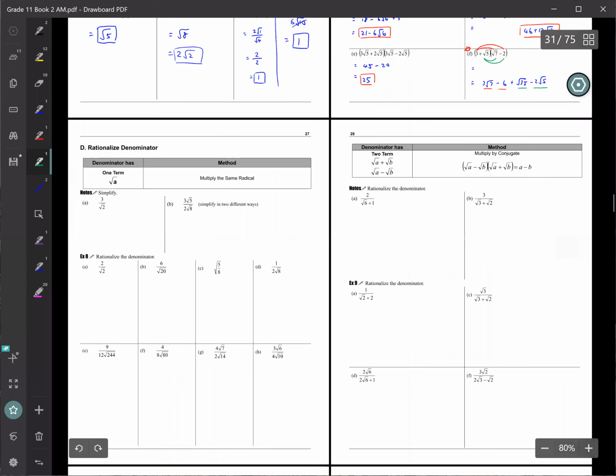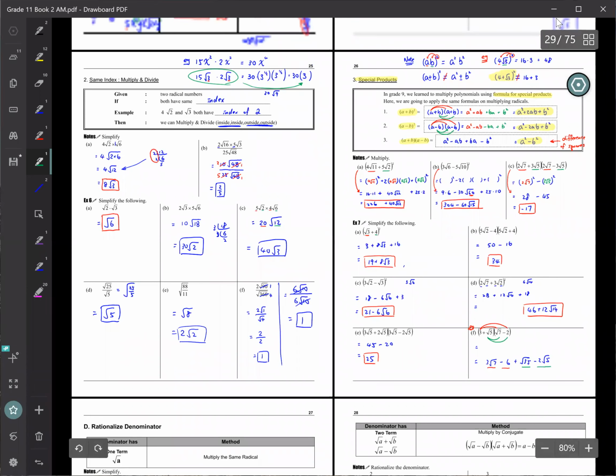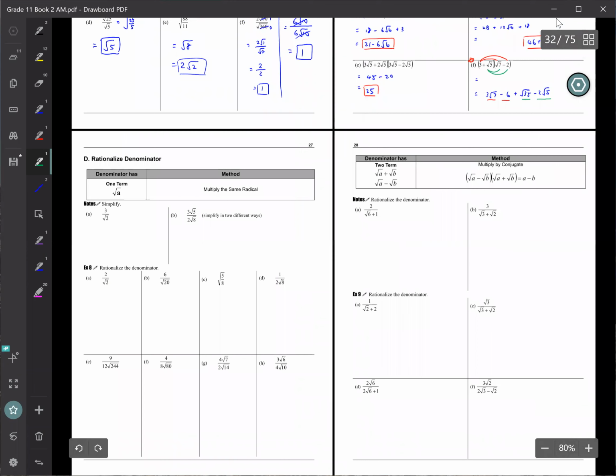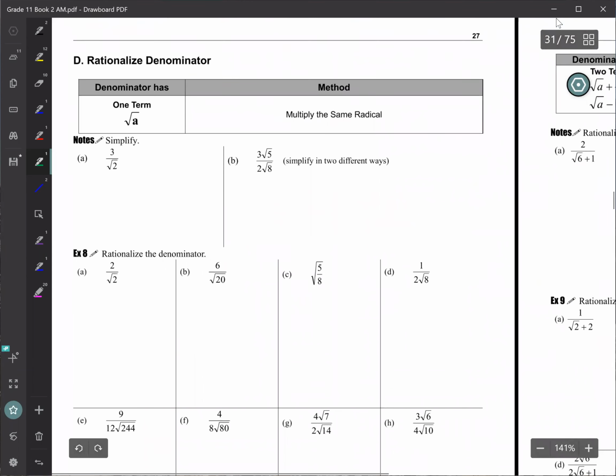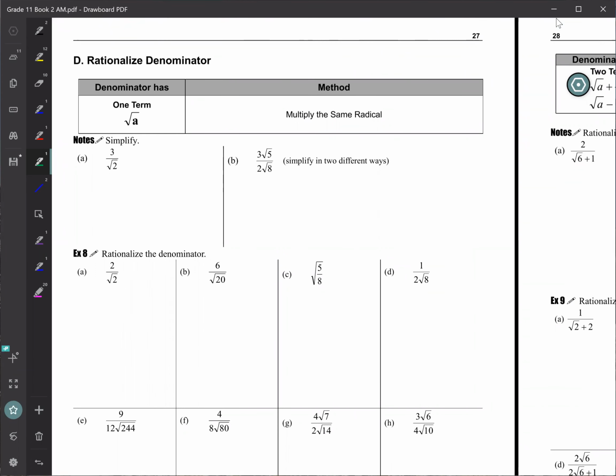So before the break, we just went over how to multiply either one term, how to square, okay? And the reason why we learned that is because of the next topic that we want to do. This is called the rationalized denominator. So denominator, you all know what that is, right? Rationalize, let's understand what that means. It has to do with rational numbers.